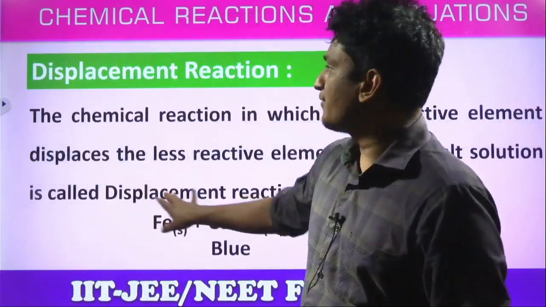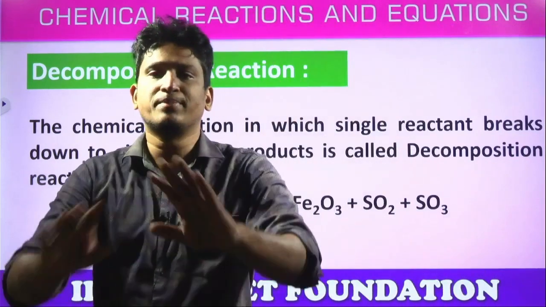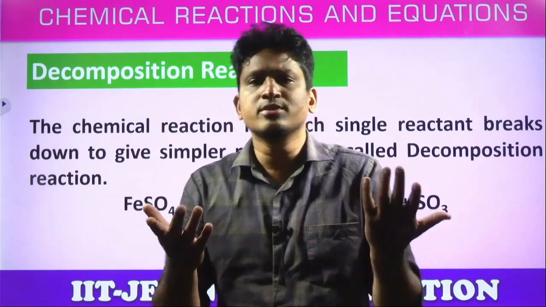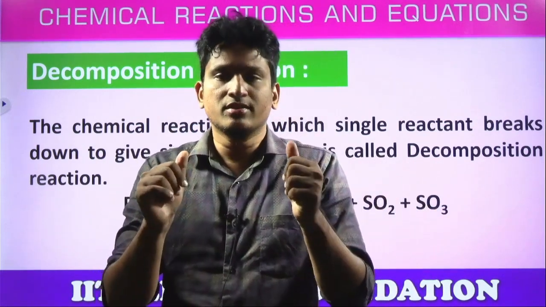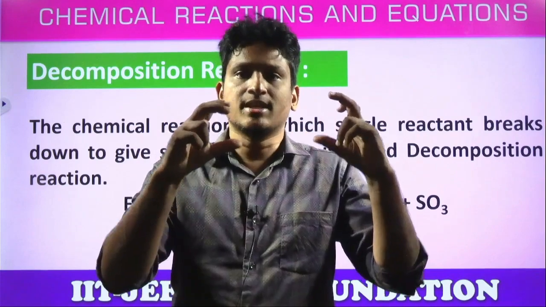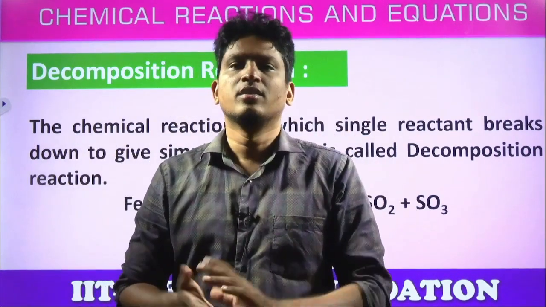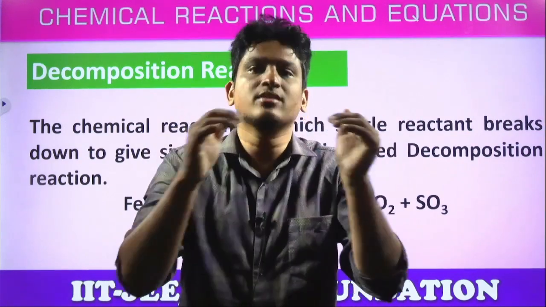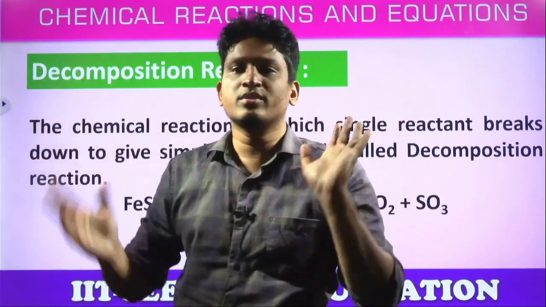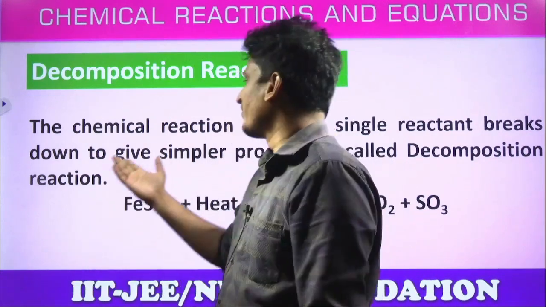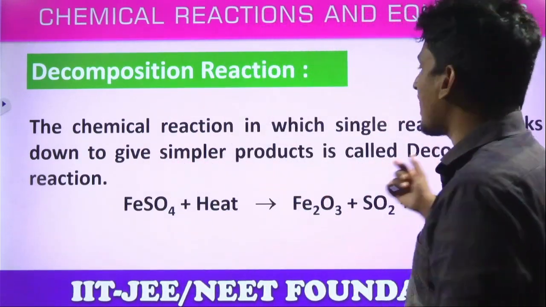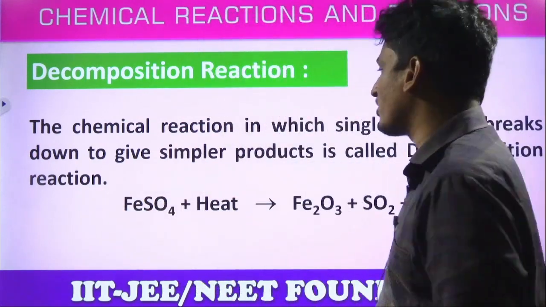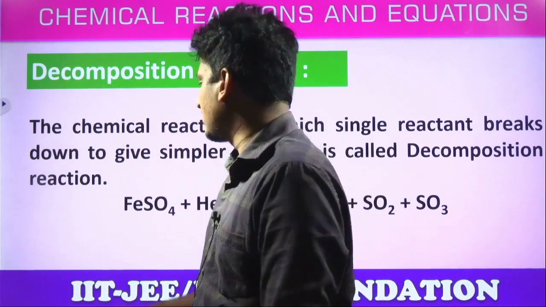So the next type we have is the decomposition reaction. Simply opposite to combination is the decomposition reaction, students. What is opposite to combination? What is combination? 2 elements or compounds combine to produce a single product. Yes or no? Then what is the opposite? One single compound decomposes or separates or breaks down to form 2 or more components. That's it. Understood? Look at the chemical reactions in which a single reactant breaks down to give simpler products, called a decomposition reaction, students.